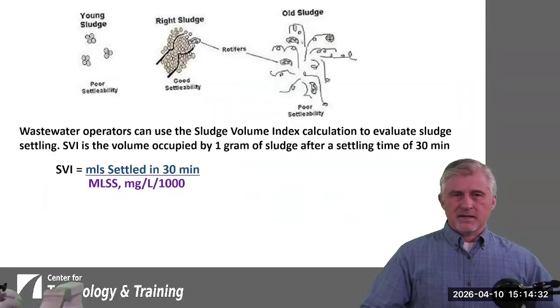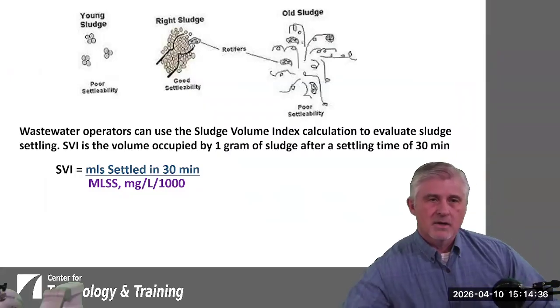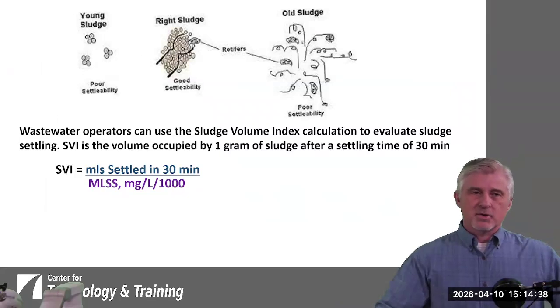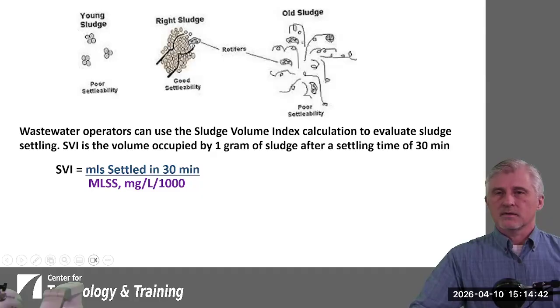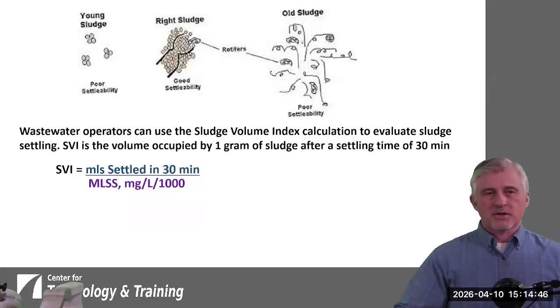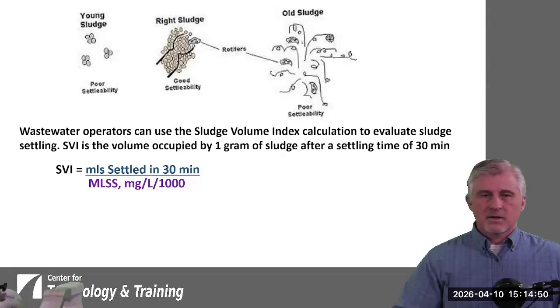So the last concept that we're going to look at is the SVI, or sludge volume index calculation. I didn't share the results, but the majority of people did have the same answer.